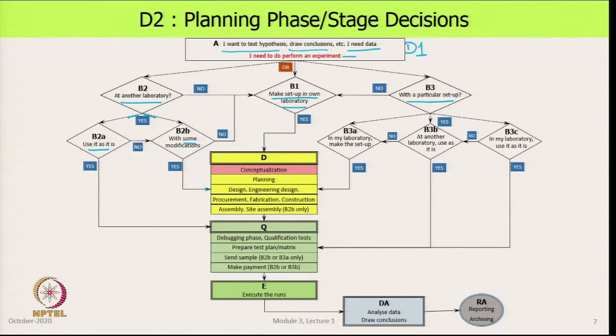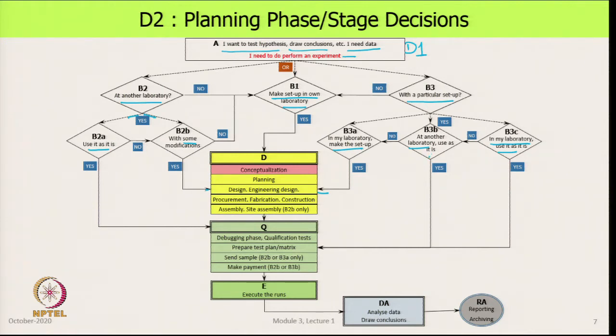So, if the setup is required, say a particular standard, then we say, look, I can do it in my laboratory and make it myself, or we go to another laboratory and use it as it is over there, or we already have it in my lab and I will just have to use it, do nothing more than that. So, the implications of these three are as follows. If we have to use a particular setup by making it in our own lab, then we have to make it. So, we come to the design part and then we follow the rest of the process.